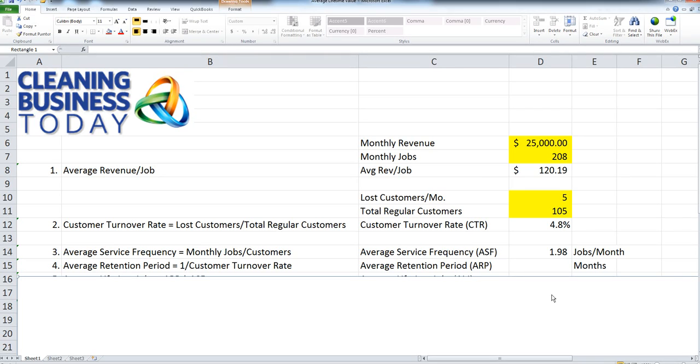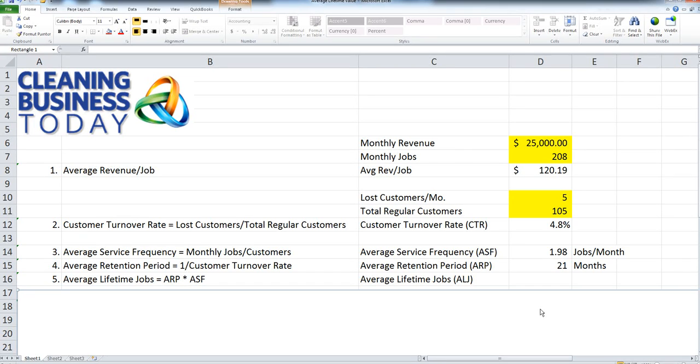Fourth number you need is your average retention period, and that is the inverse of your customer turnover rate, or 1 divided by your 4.8%, or 21. That's 21 months. That means on the average, if you're losing 4.8% of your customers a month, that means on the average, your average customer stays with you 21 months.